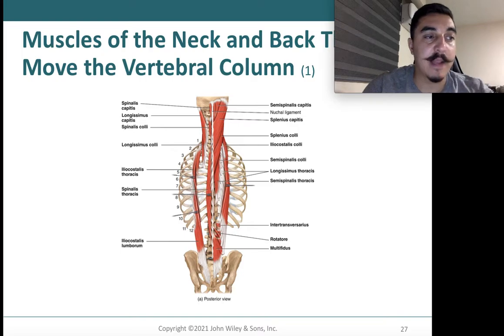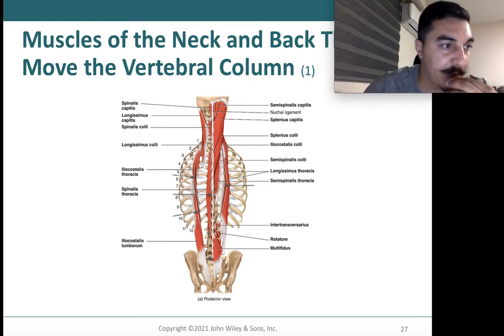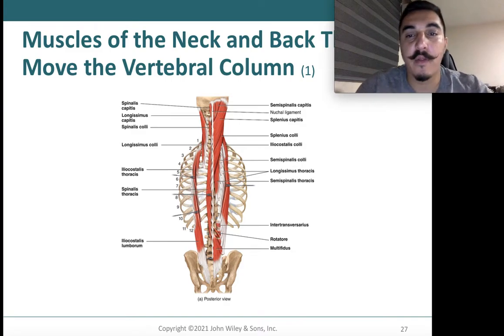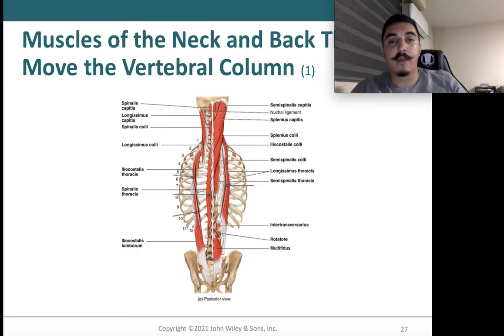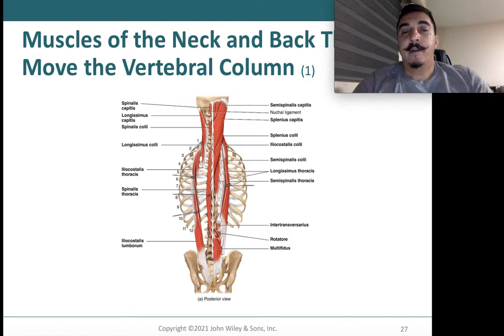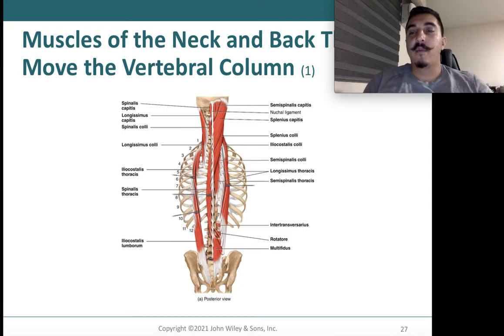Then we have our spinalis group: the spinalis capitis, spinalis cervicis, and spinalis thoracis. They help extend the head, and they also help extend the vertebrae to different areas. Just think of any motion we do as moving our vertebrae to different parts of the body. That's what those muscles are going to do. Depending on how you move your vertebrae, and where you move them to, determines which muscle is working to move that part.